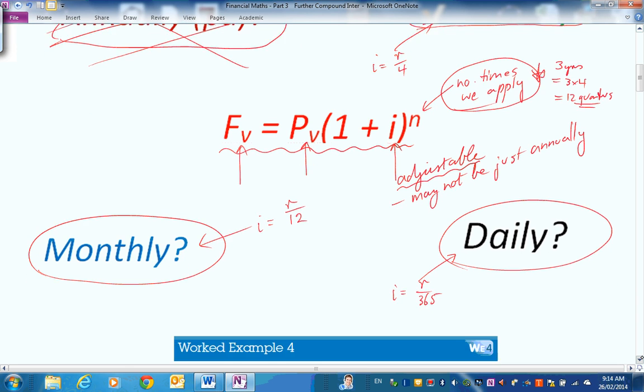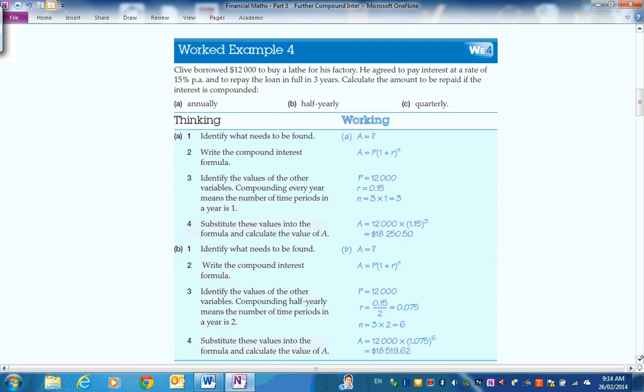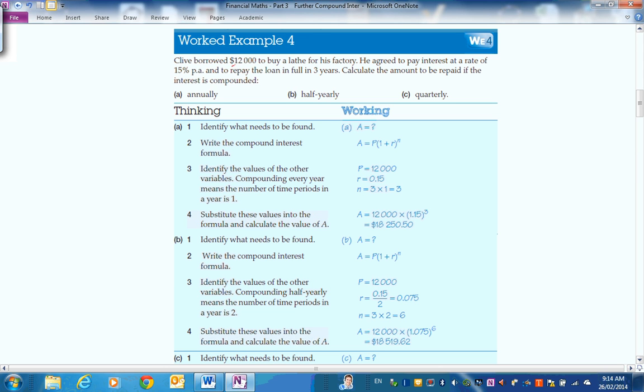Okay, let's go and have a look at doing a few more realistic problems. So Clive borrowed $12,000 to buy a lathe, a piece of machinery, for his factory. He agreed to pay interest at 15% per annum and to repay the loan in full in 3 years. Calculate the amount to be repaid if the interest is compounded annually. So he's going to pay the interest at a rate of 15% per annum, just the interest then, and repay the loan at the end. So what is the amount? That's going to be the future value.